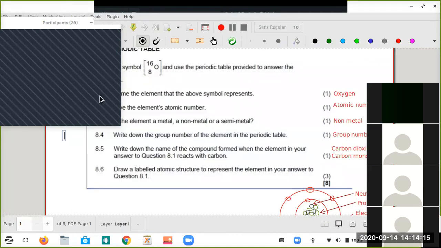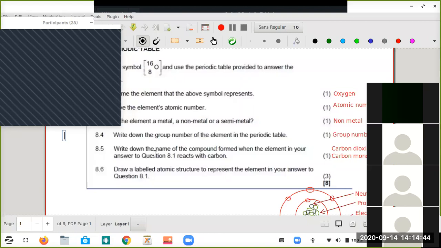Right. So let me now go to the question. The question was, write down the group number of the element in the periodic table. So it's just a matter of going back to the periodic table, then you just check on the groups. So oxygen is in group what? 6, right? That's oxygen.